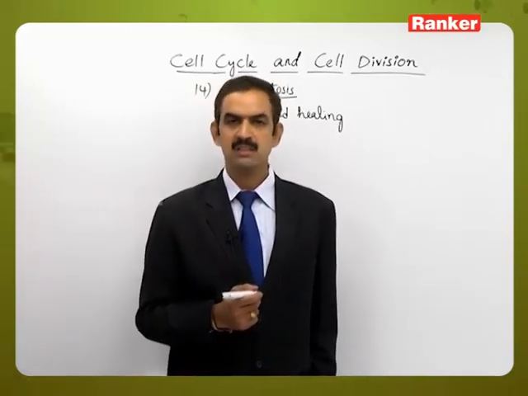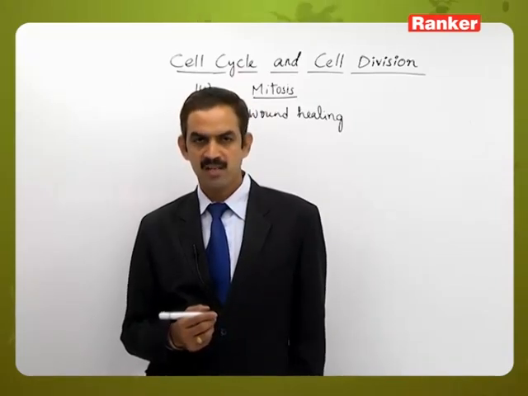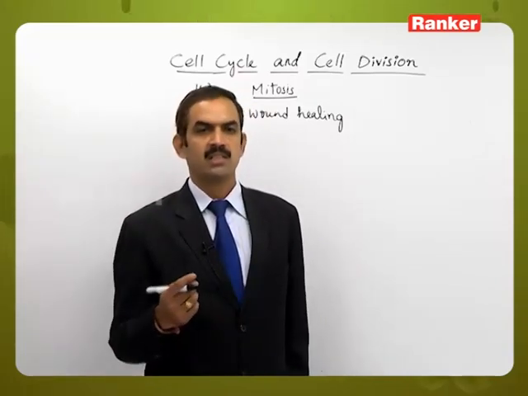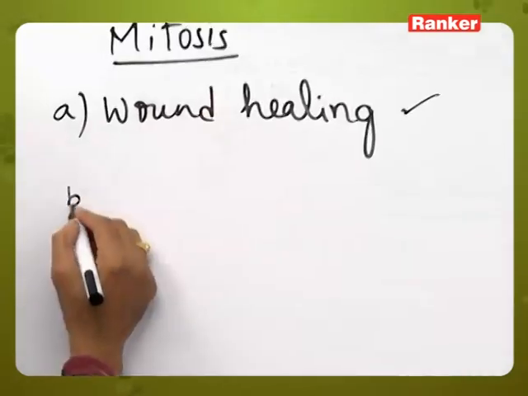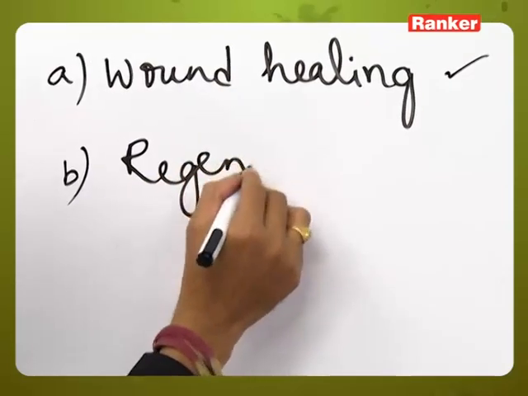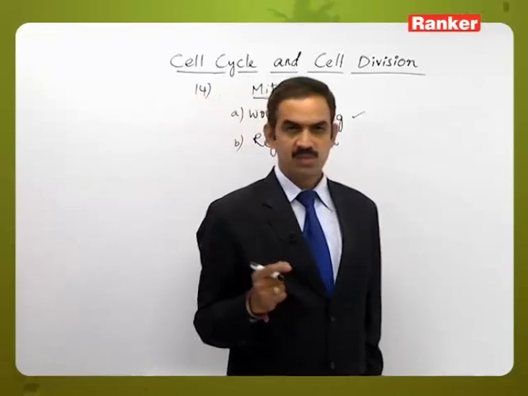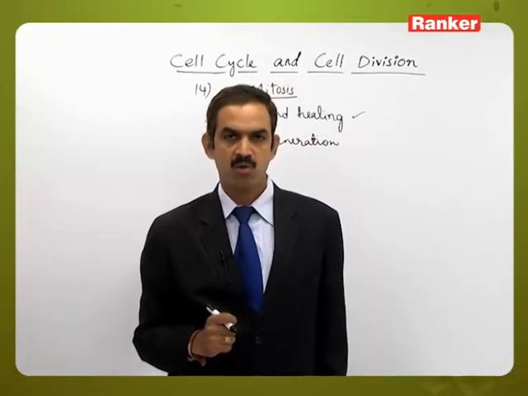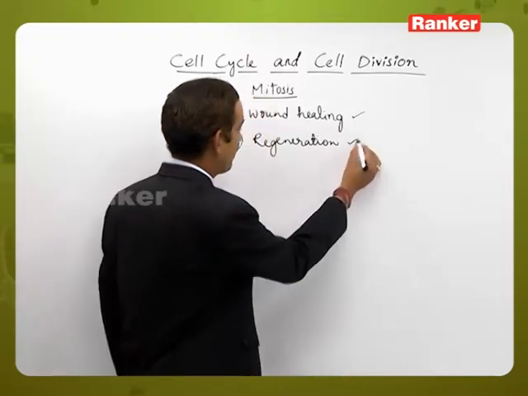That is because of the meristematic activity of the cells. In the meristematic cells, as we know, the type of division will be mitosis. So wound healing is possible by mitosis. And the second one is regeneration of the lost parts. Regeneration is a process which occurs in the vegetative parts of the plant body. In the vegetative parts, the type of division will be mitosis. So this is also possible.